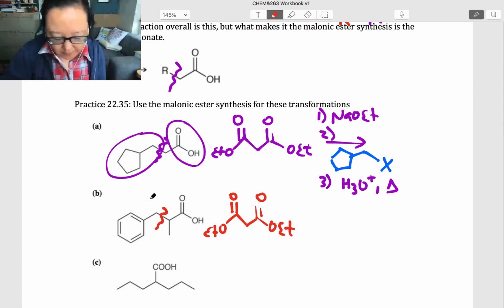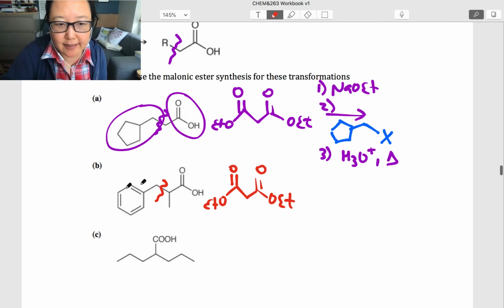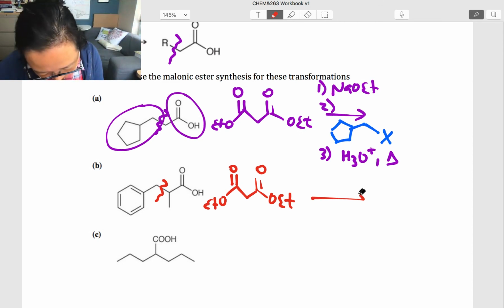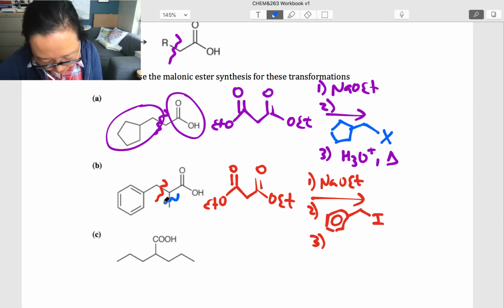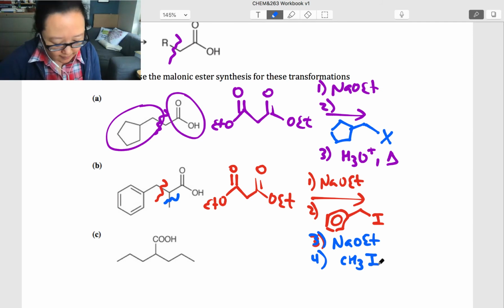All right, guys, for this next one, I start with diethyl malonate again. I see one of the R groups is going to be this benzyl halide. So I'm going to have NaOEt, sodium ethoxide, and some kind of benzyl halide, like iodide. Then step 3 is going to have something to do with this methyl group. Now I have another R group that I have to add, so I'm going to use sodium ethoxide again, and then I'm going to get the enolate to attack a methyl iodide. And it doesn't matter, you can use bromide or something like that instead.